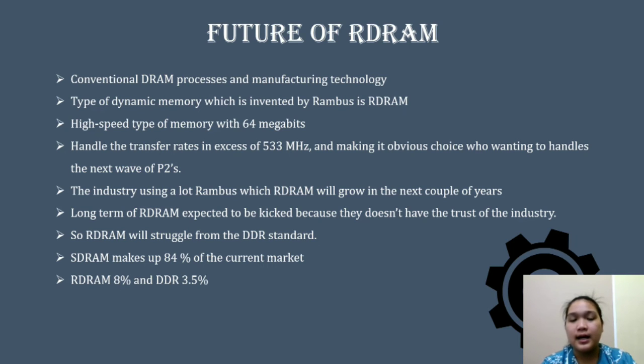Then RDRAM can also handle transfer rates in excess of 533 MHz, making it the clear choice for anyone wanting to handle the next wave of Pentium IIs. Then Rambus may have damaged its ability to enter long-term partnerships with the major manufacturers. Okay, next is the industry using a lot of Rambus, which means RDRAM will grow in the next couple of years.